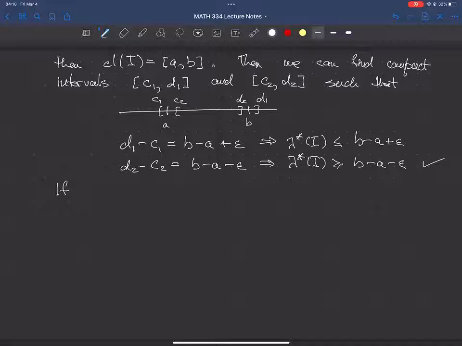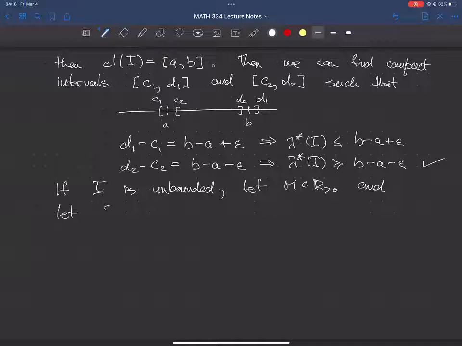So if I is unbounded, let M be any positive number. Unlike epsilon, M is large. And let [a,b] be some compact interval contained in I with b minus a greater than M.